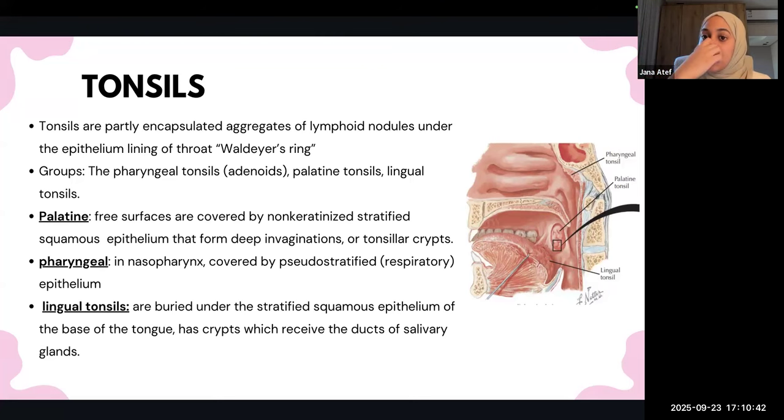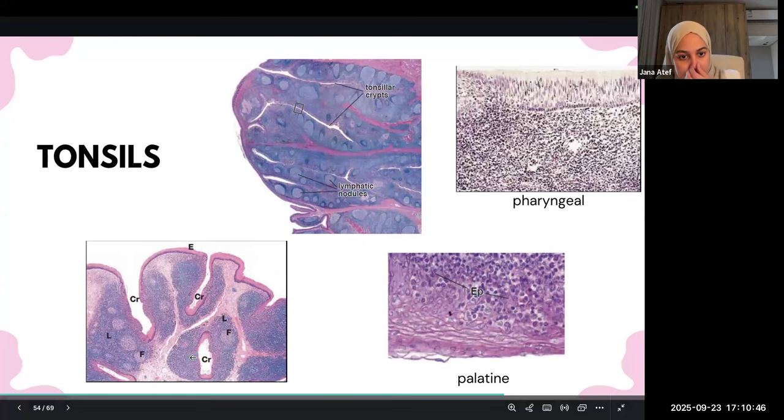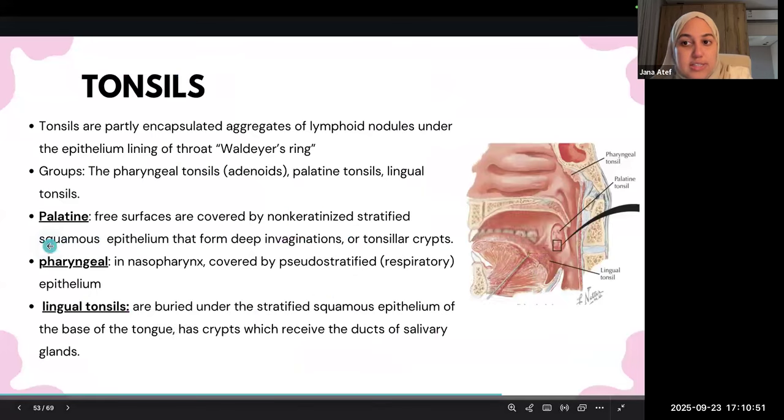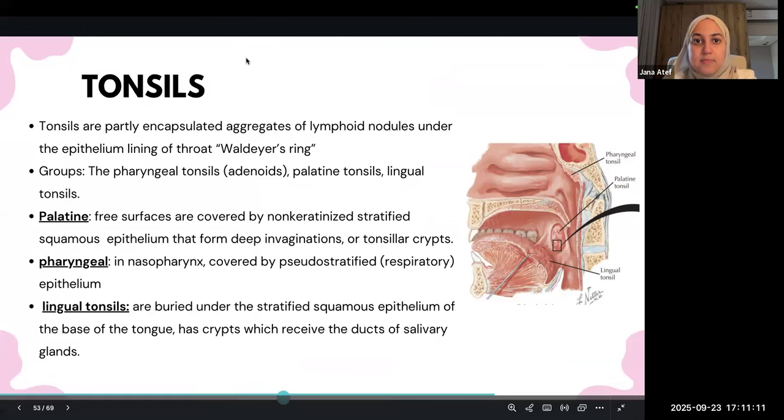If you see a picture with salivary glands, for example this one, does this one have salivary glands? I can't tell. If it has salivary glands, usually they're going to tell you it's lingual tonsil. If they said the location is under the tongue, it's lingual tonsil. For pharyngeal tonsils, if they said it's found in the nasopharynx, it's pharyngeal. If they have respiratory epithelium, it's pharyngeal. If it's non-keratinized stratified squamous epithelium, it's palatine. Did you get it? Is it clear? Yes, perfect.